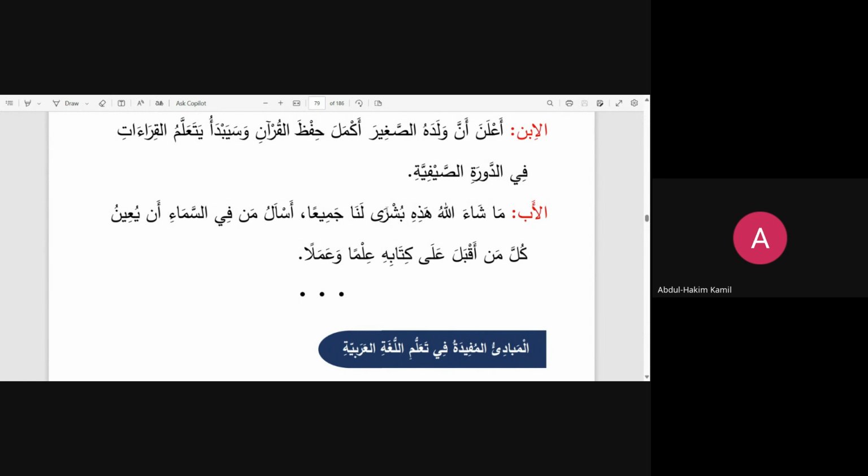هذه بشرى لنا جميعا. What does that mean? Right, this is good news for us, not just for his son. It's not just good news for his son. هذه بشرى لنا جميعا. If he learns Qira'at, he's going to be sitting with us, he's going to be reading with us, he's going to be teaching us. This is good news for all of us together.